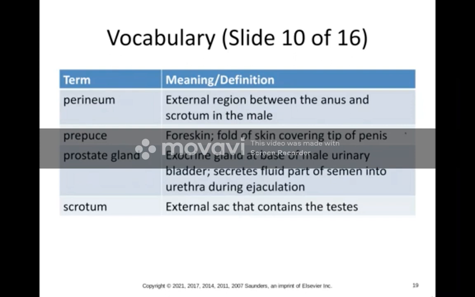Remember, females also have a perineum in between the vaginal opening and the anus. The prepuce is the foreskin or the fold of skin that covers the tip of the penis. Prostate gland, that's the exocrine gland at the base of the bladder in males. It secretes fluid that's part of semen into the urethra during ejaculation. Scrotum is the external sac that contains the testes.